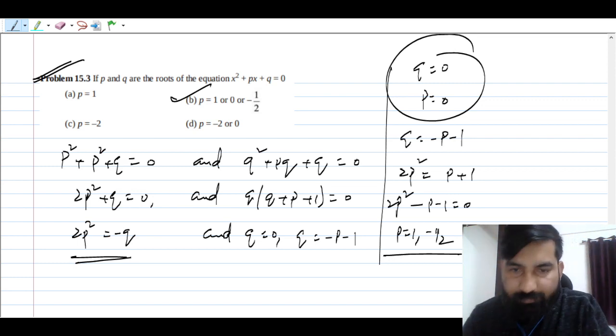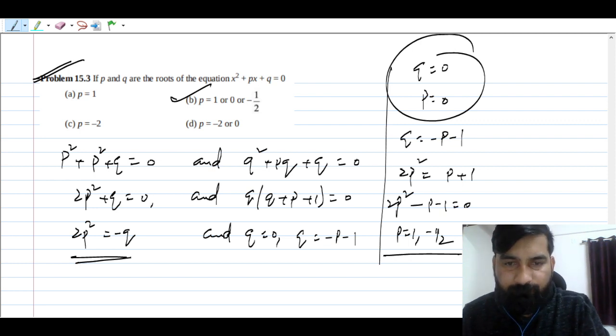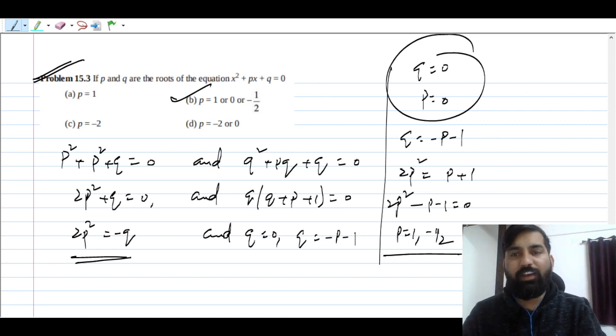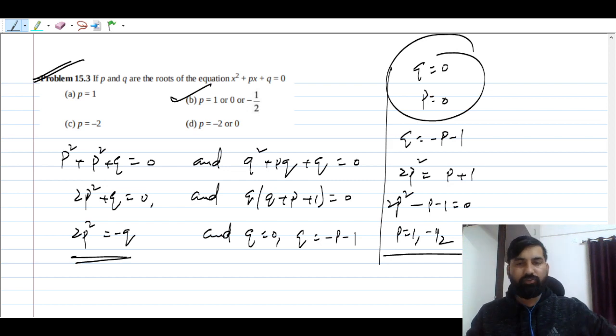Devans, you got the answer? Simple fact we are using: the roots have to satisfy the equation. Yes, B is correct. Okay, so roots have to satisfy the equation, that's it. And if you solve it a little, the answer will come. Okay, fine. So let us move to the next question.